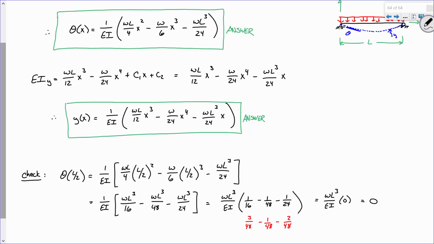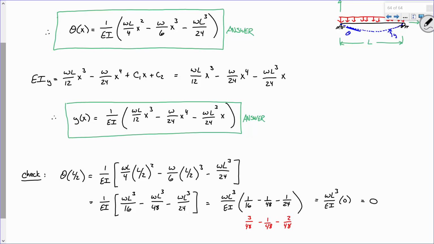Now, okay, so that's our check to make sure that our equations and whatnot are making sense. Sound good? All right. Let's ask a couple other questions. So maximum deflection occurs at L over 2. Where's the maximum slope occur? At either support. So at x equals 0 or at x equals L, we get maximum slopes.